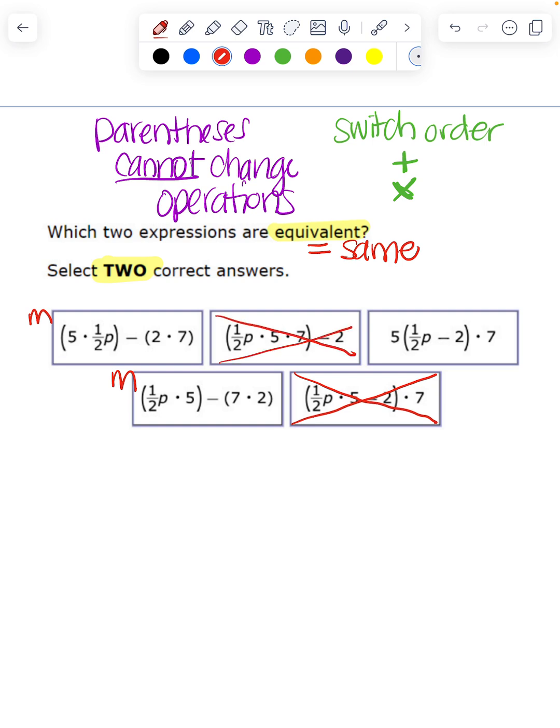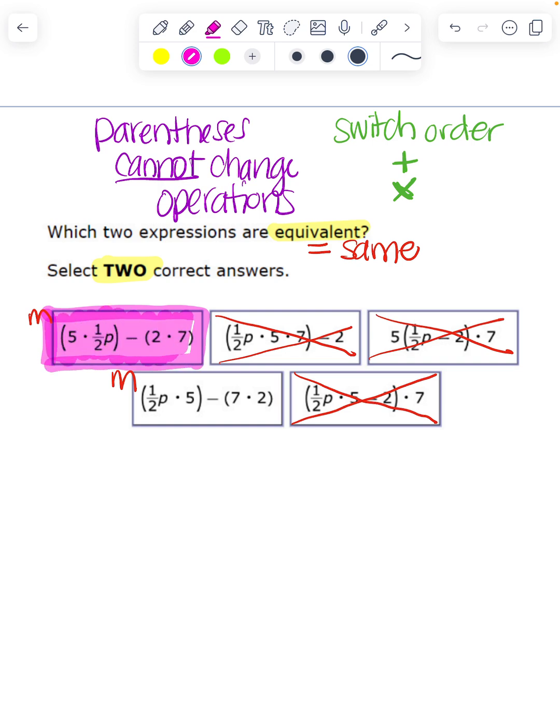All right, and so that pretty much eliminates everything because we already said this parentheses is subtraction and these parentheses are multiplication. So the only two that make sense as equivalent or the same are the first expressions because no equal signs, and the one on the bottom. So go use your properties rules to answer your question on your homework.